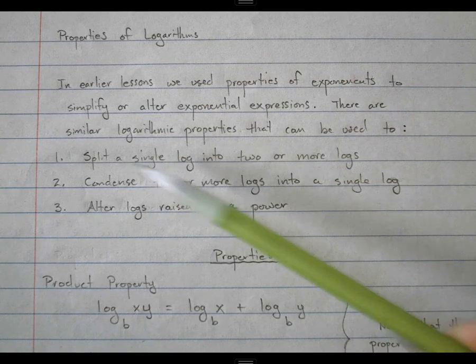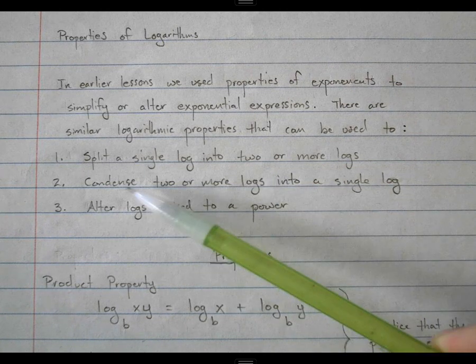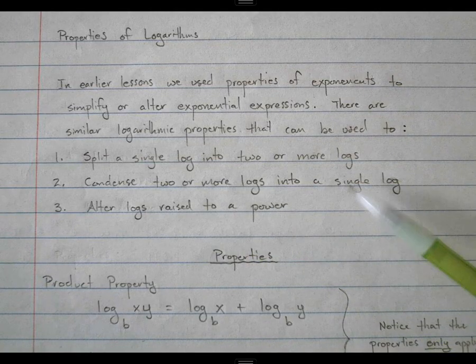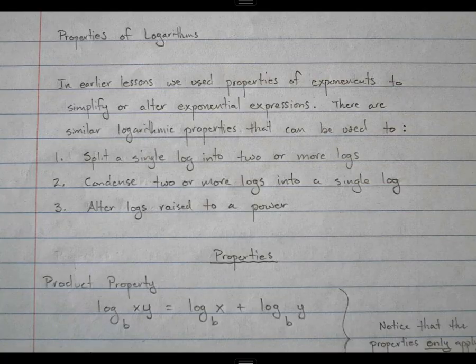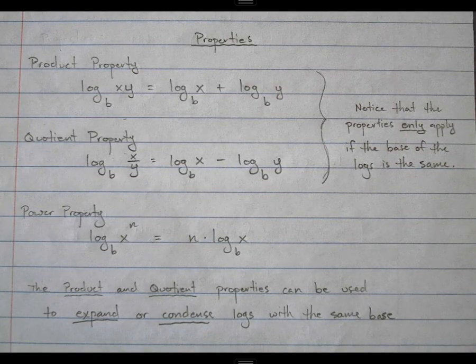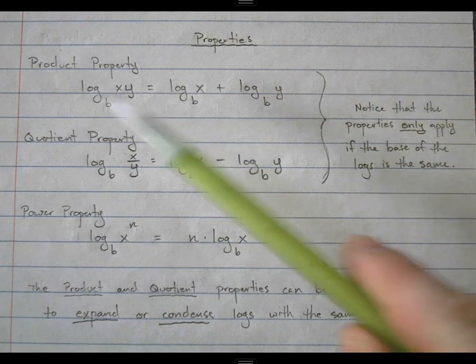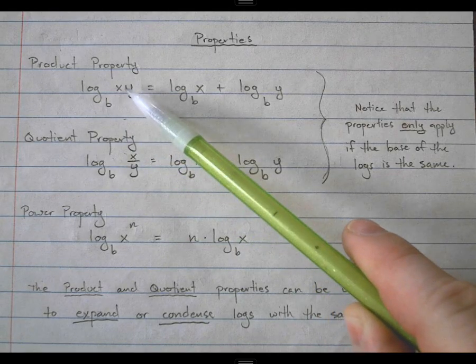You can split a single logarithm into two or more logs. You can also condense two or more logs into a single log, or you can alter a log that's raised to a power. So here are the three properties. The first one is the product property. Notice here that there's a product. We're taking the log base b of x times y.